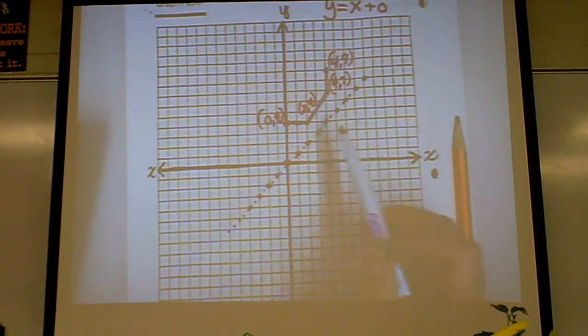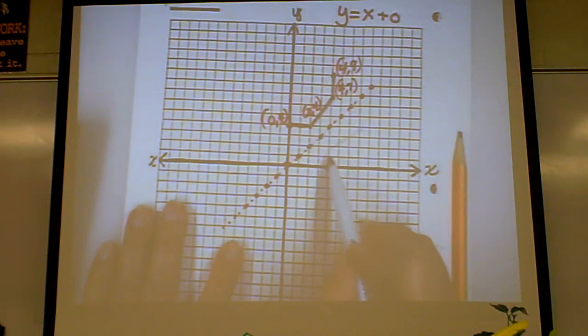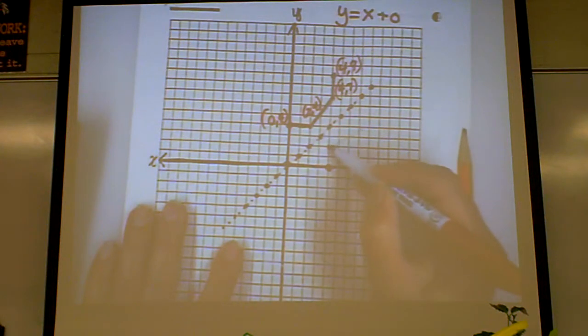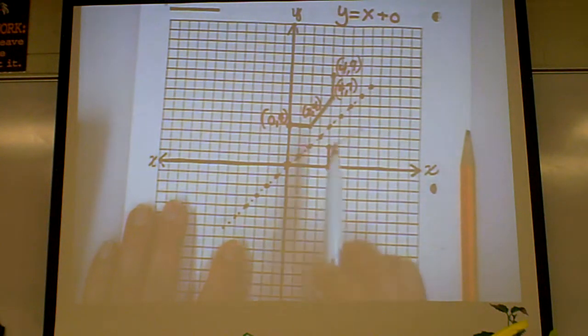Okay, how about this point? This is 2, 4. What are you going to graph? 4, 2. 4, 2, which is right here. So I'm going to start connecting my dots in order. Instead of 4, 7, what are you going to do? 7, 4.